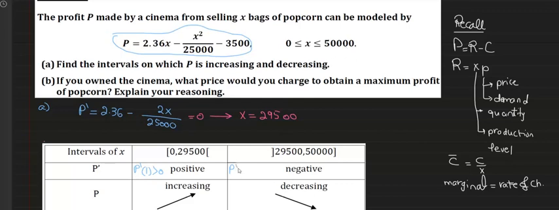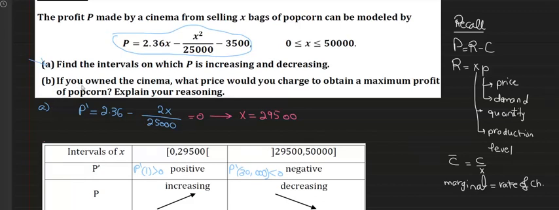And now we will test any point in that interval. Let's pick, for example, 30,000. And we will find that p dash is going to be negative, which indicates that the function is decreasing. And therefore, we know that p would be increasing from the interval 0 to that point, and from this point to the maximum x, it's going to be decreasing. And this was the requirement in part A.